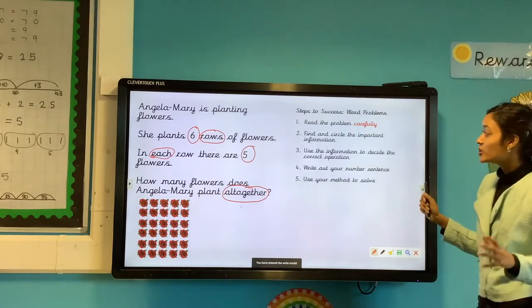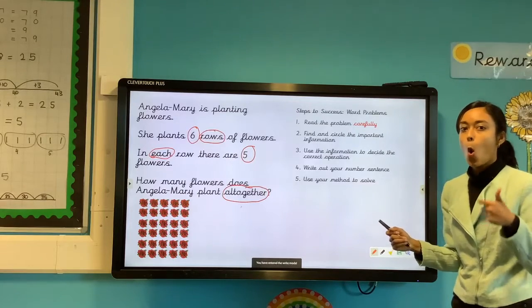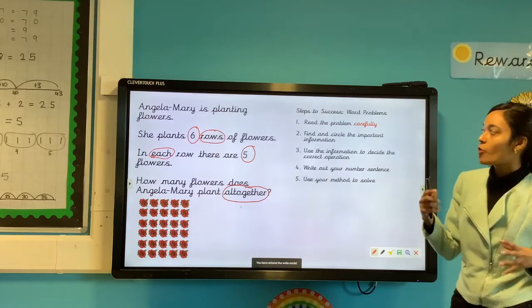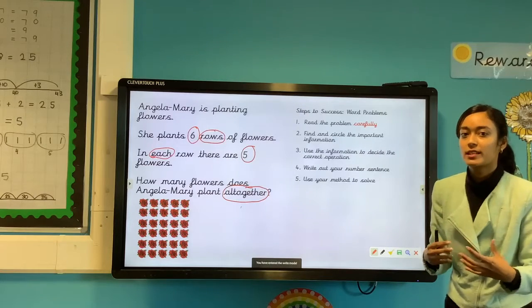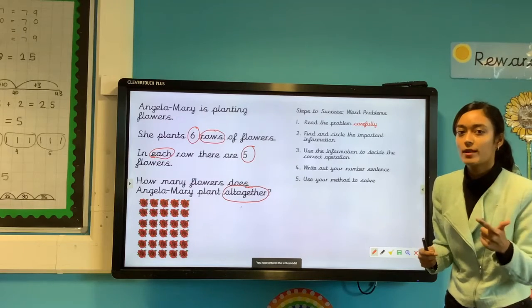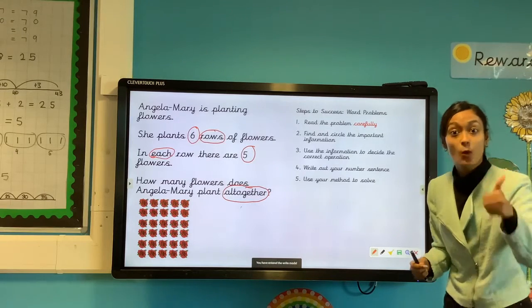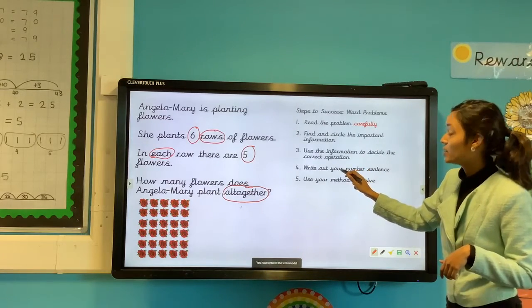Okay, so using that information then, are we going to be multiplying or dividing? If we've got rows of flowers, that's almost saying we've got groups of flowers. And if we've got groups of something, are we multiplying or dividing? Fantastic, we're multiplying, aren't we? So we're going to be doing a multiplication number sentence.